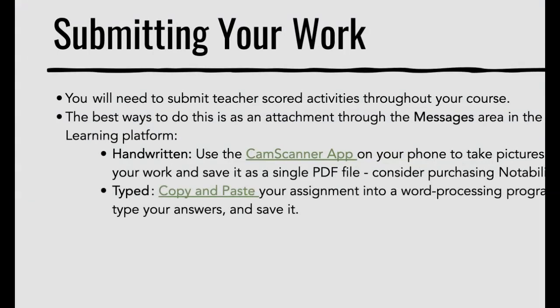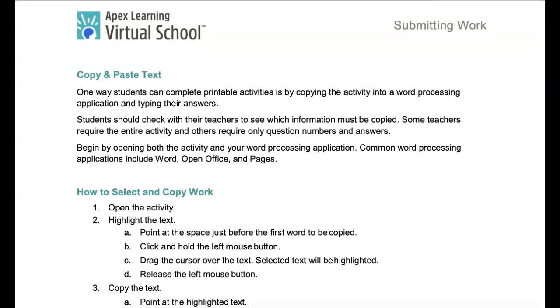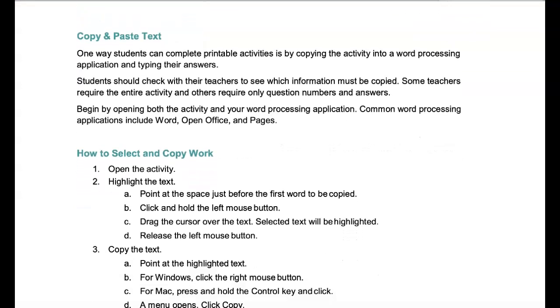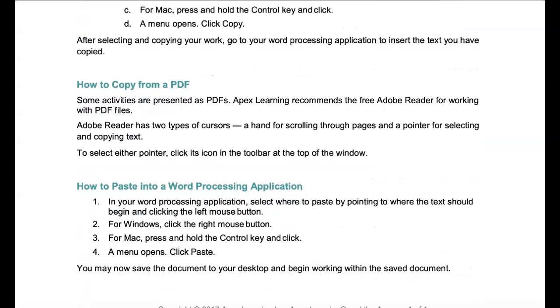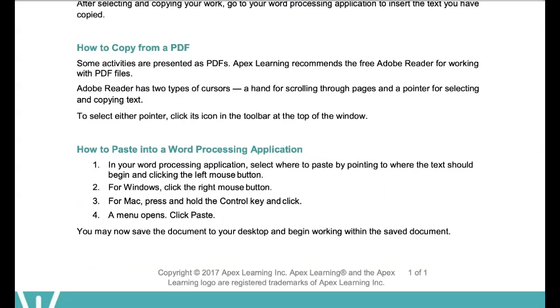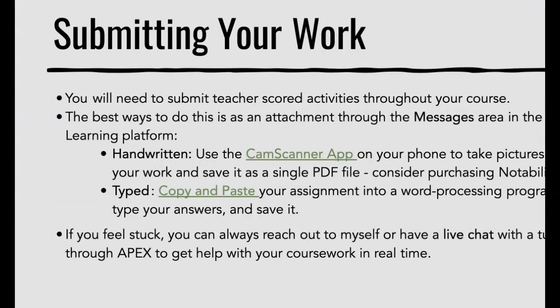Next is typed assignments. You're going to have to copy and paste the assignment into a Word doc, type your answers, and then save it. It is not an editable doc as it would be on Google Classroom. You'll open the activity, highlight it, copy it, paste it into the word processor, type your answers out, and then submit using the message capability on Apex. Like I said, they highlighted it in the video, and I just want to highlight it as much as possible.